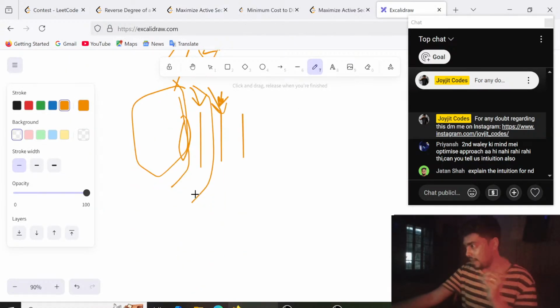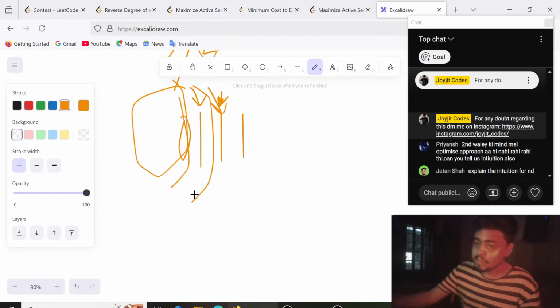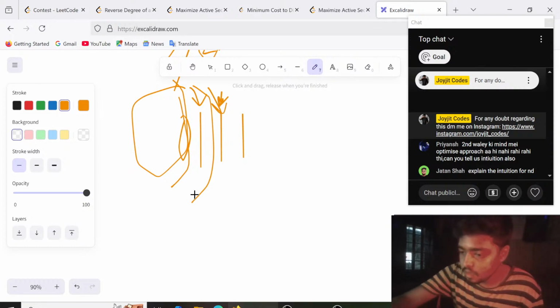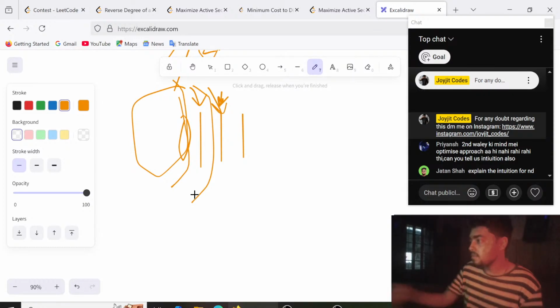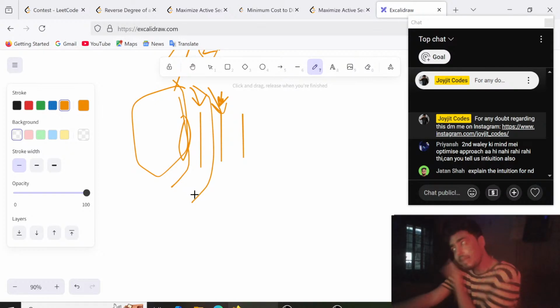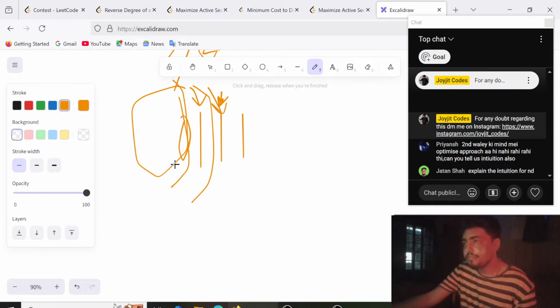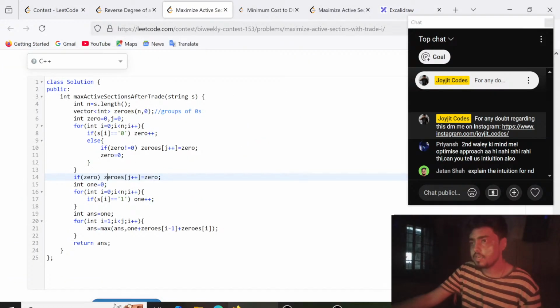And at the end, if there is some 0, since you know that you have to treat both the ends as 1, like in an imaginary manner, we have to also count the number of zeros till that. So let's say if there were some ending zeros, we are also going to consider them. Okay, so that's the condition.